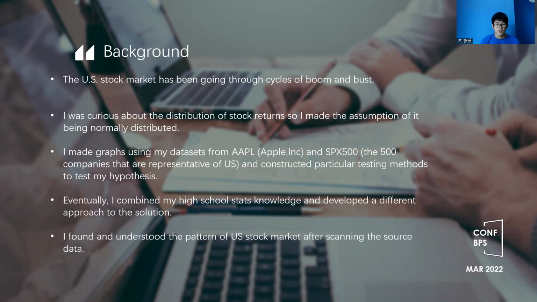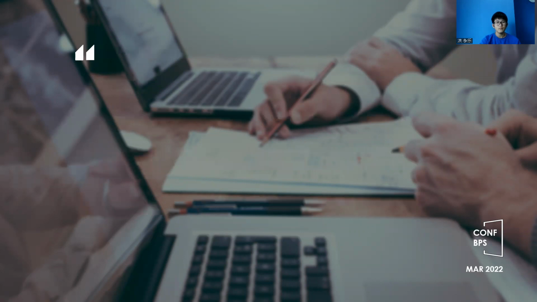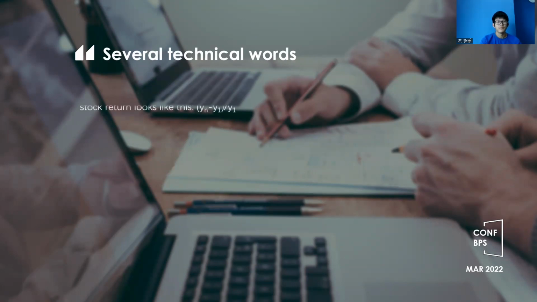I found and understood the pattern of the US stock market after scanning the source data, because I found out that only looking into the figures isn't enough to help me solve and crack those kinds of phenomena. So I felt it necessary to let you guys understand several technical words.